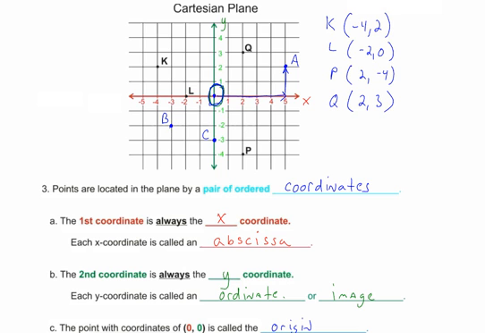Every x coordinate is called an abscissa. So look at the screen. Look at the K, L, P, and Q points off on the right. So -4 is an abscissa, -2 is an abscissa, and these 2's are abscissas, right? Every x coordinate is an abscissa. Every y coordinate is an ordinate or an image. So 2 is an image, 0 is an image, -4 is an image, and 3 is an image. And we'll build from here with our math. All right? All right, that's it for today's lesson.